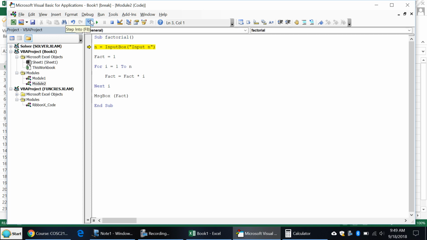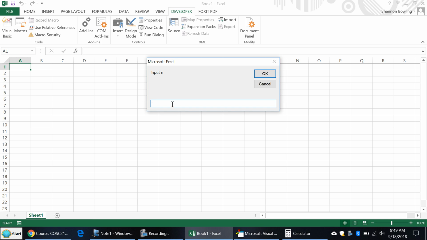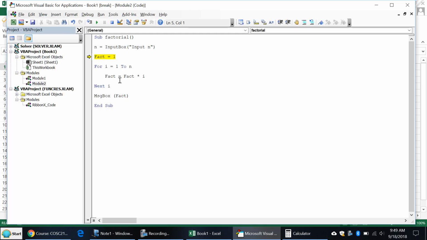So I step again. It says, all right, input value, so I'm going to put like 5. It comes back here, and it allows me to hold my cursor over and see what's actually going on. So fact is equal to empty yet because I haven't yet run this line, so I'm going to step. So now fact is equal to 1. Now for I is empty because I haven't run this line yet. For I is equal to 1.